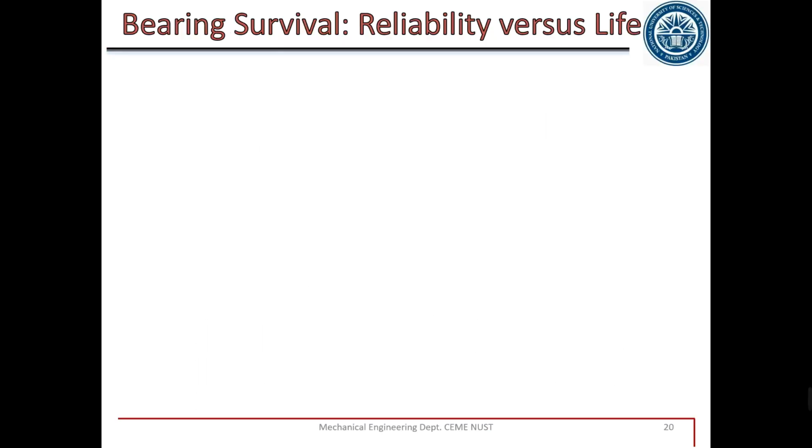Now the question is, what if the reliability is changed? For example, let's say you are a design engineer and you are required to design a bearing for a reliability of, let's say, 99%. So the equation has to be changed.